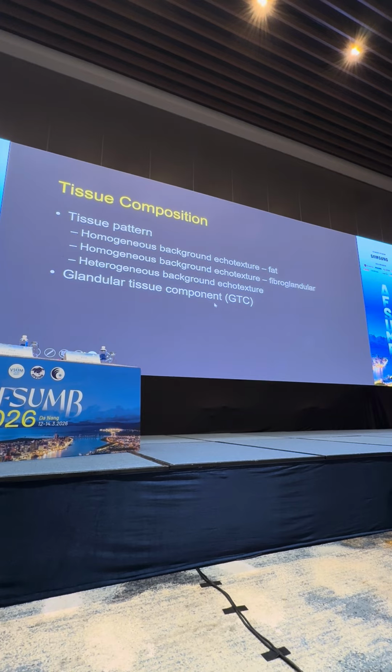What's new is this part, the glandular tissue component. That's the new element. And you can kind of think about tissue pattern a little bit like breast density, a little bit: fatty, scattered fibroglandular densities, heterogeneously dense, extremely dense, a little bit. But the glandular tissue component is the new element. And whether we should include that in BI-RADS or not, again, is very controversial.